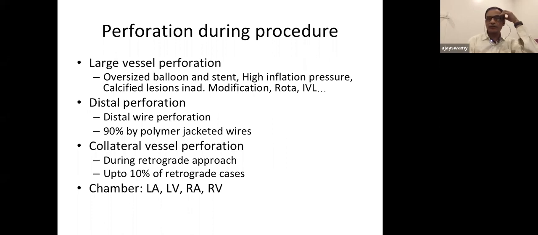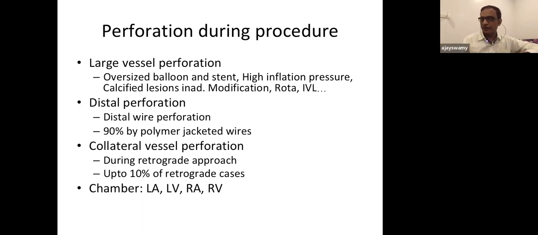Large vessel perforations are usually due to oversized balloons and stents, high inflation pressures, calcified lesions that have been inadequately prepared, inadequately modified, and when one uses calcium modification tools like rotablation and IVL. Distal perforations are usually wire perforations, and 90% of these are by polymer jacketed wires. Collateral vessel perforation is during a retrograde approach. Up to 10% of retrograde cases might have some kind of collateral perforation. That is a whole different presentation, which we're not really going to deal with today. We just deal with the first two situations.